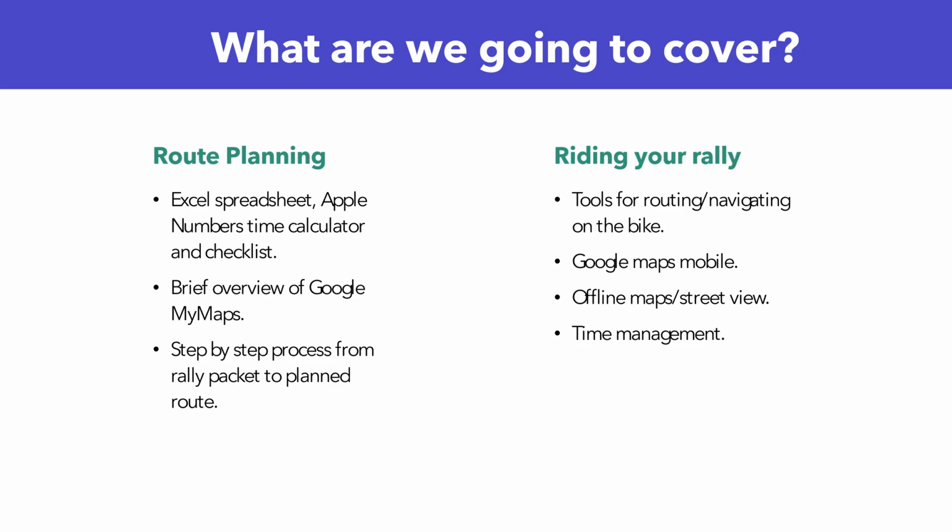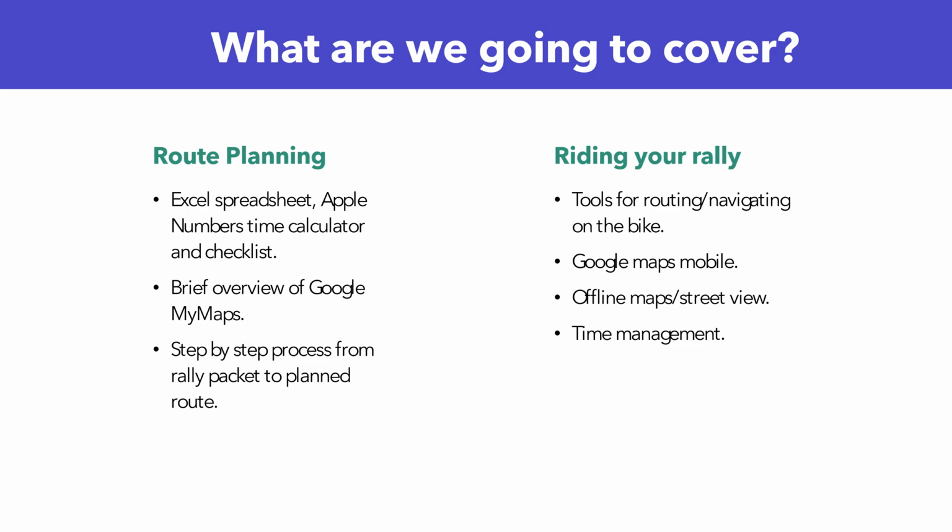On the rally side, we're going to talk about some of the tools for routing and navigating along the route. We're going to get into Google Maps Mobile. What are the things that Google can do for you that your Garmin GPS just can't do? Some great features that having an online tool like that can do. We'll talk a little bit about offline maps, Google Street View, how to access that, and how to use that while you're on the bike, and some other tips and tricks on using these tools while you're on your rally.